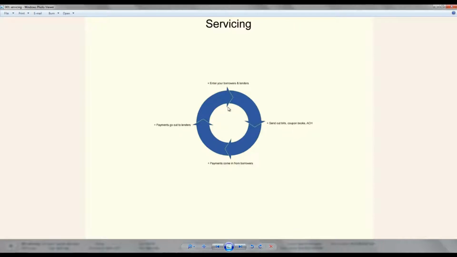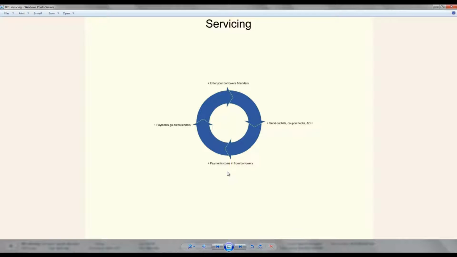And this is basically what loan servicing means when you're servicing loans. Specifically, you're servicing loans on behalf of multiple owners or multiple investors. So we're going to go ahead and put our loans into a system. Each loan is going to have both a borrower and lender side. We're then going to send out a bill, or the borrower has a coupon book that we've already sent out, or we're going to ACH them. Money's going to come in from the borrowers, go into a servicing trust account, a clearing account.